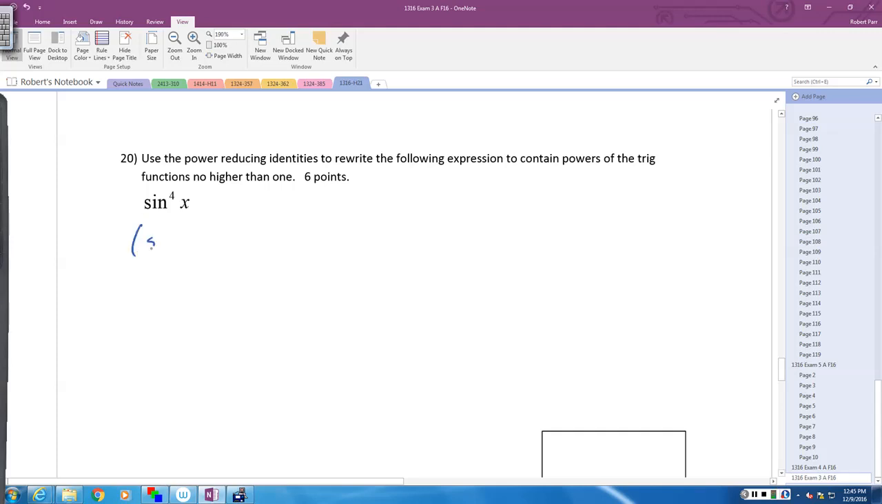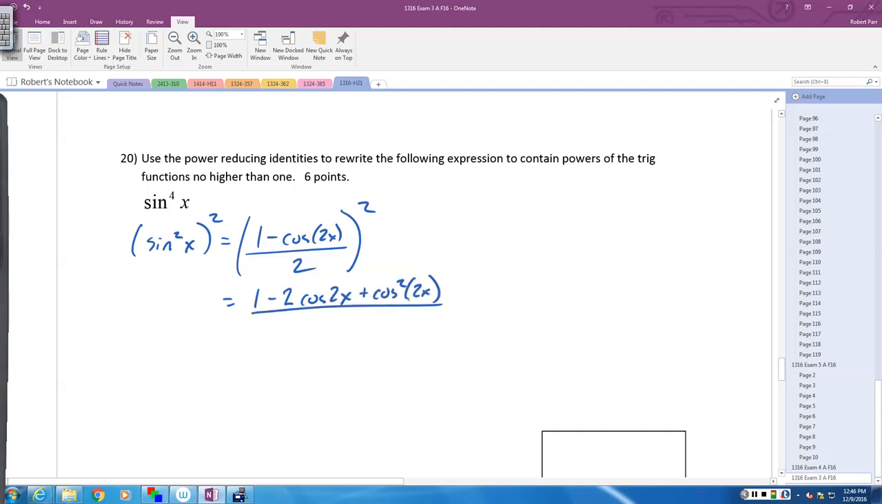So sine to the 4th is sine squared all squared, right? So what is the power reducing identity for sine squared? 1 minus cosine 2x over 2, all squared. All of this squared. So now I need to square the numerator. Squaring this numerator is going to give me, well, what? 1 minus 2 cosine 2x plus cosine squared of 2x, all over 4.